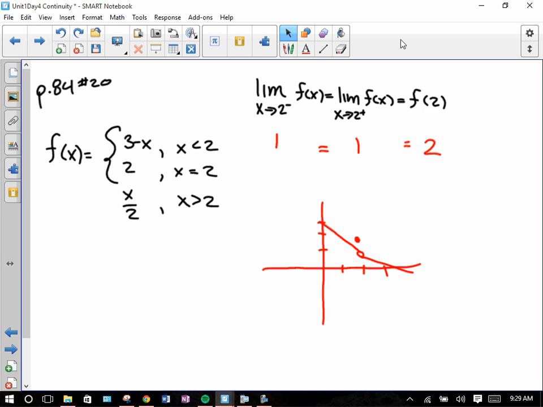And a hole is a removable discontinuity because we can fix it and fill it in. So this would be a removable discontinuity because it's a hole that we can fix. Make sense?